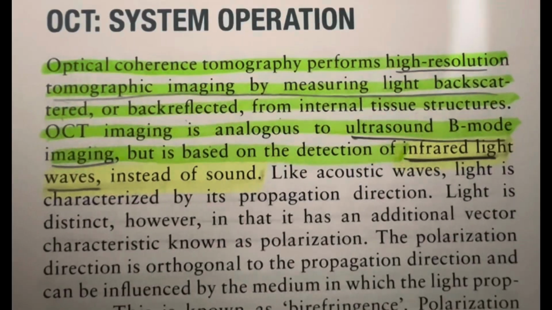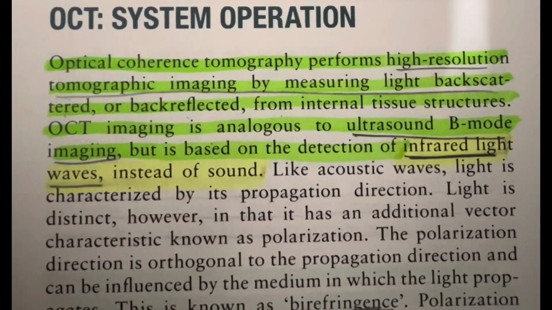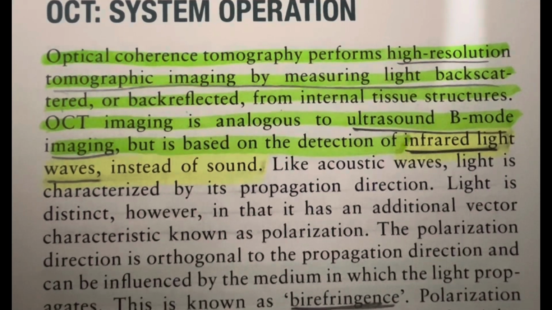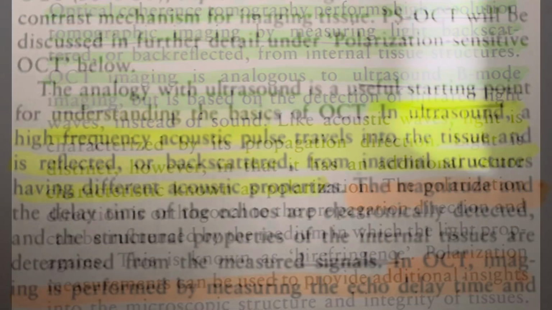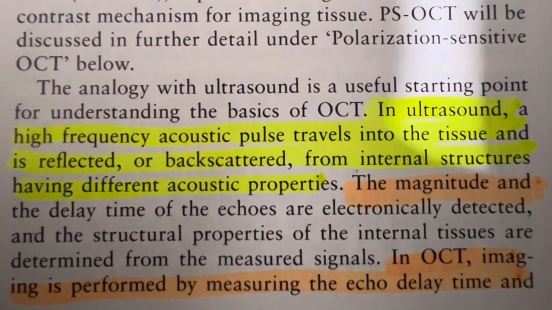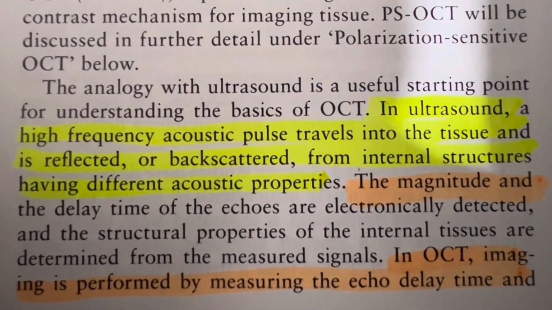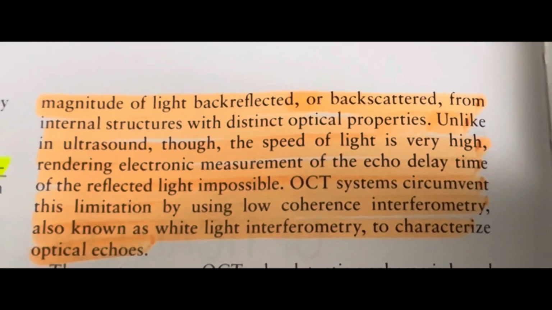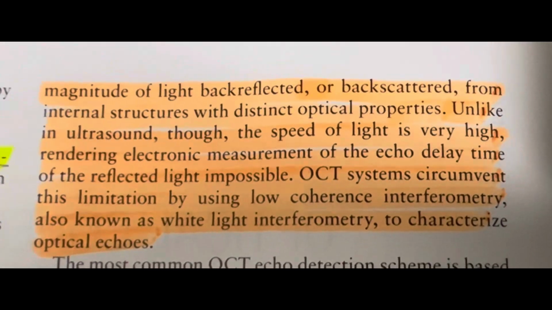Optical coherence tomography performs high resolution tomographic imaging by measuring light backscattered or back reflected from the internal tissue structure. OCT imaging is analogous to ultrasound B-mode imaging, but it is based on detection of infrared light, while ultrasound uses sound. In ultrasound, a high frequency acoustic pulse travels into the tissue and is reflected or backscattered from internal structures having different acoustic properties, and these are electronically detected. While in OCT, light is used, measuring the light back reflected or backscattered from the tissue structure, and this tissue structure is detailed in the OCT system.